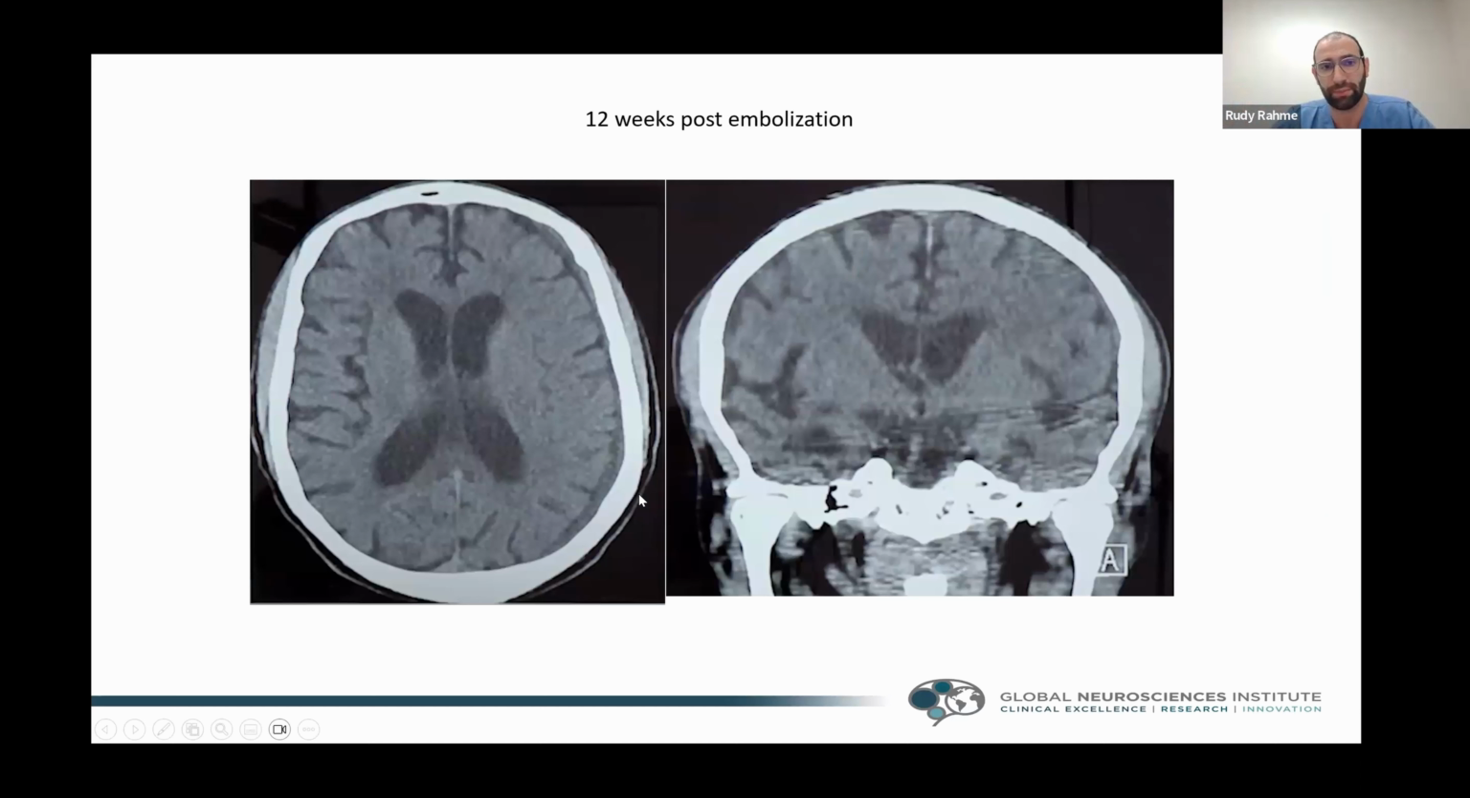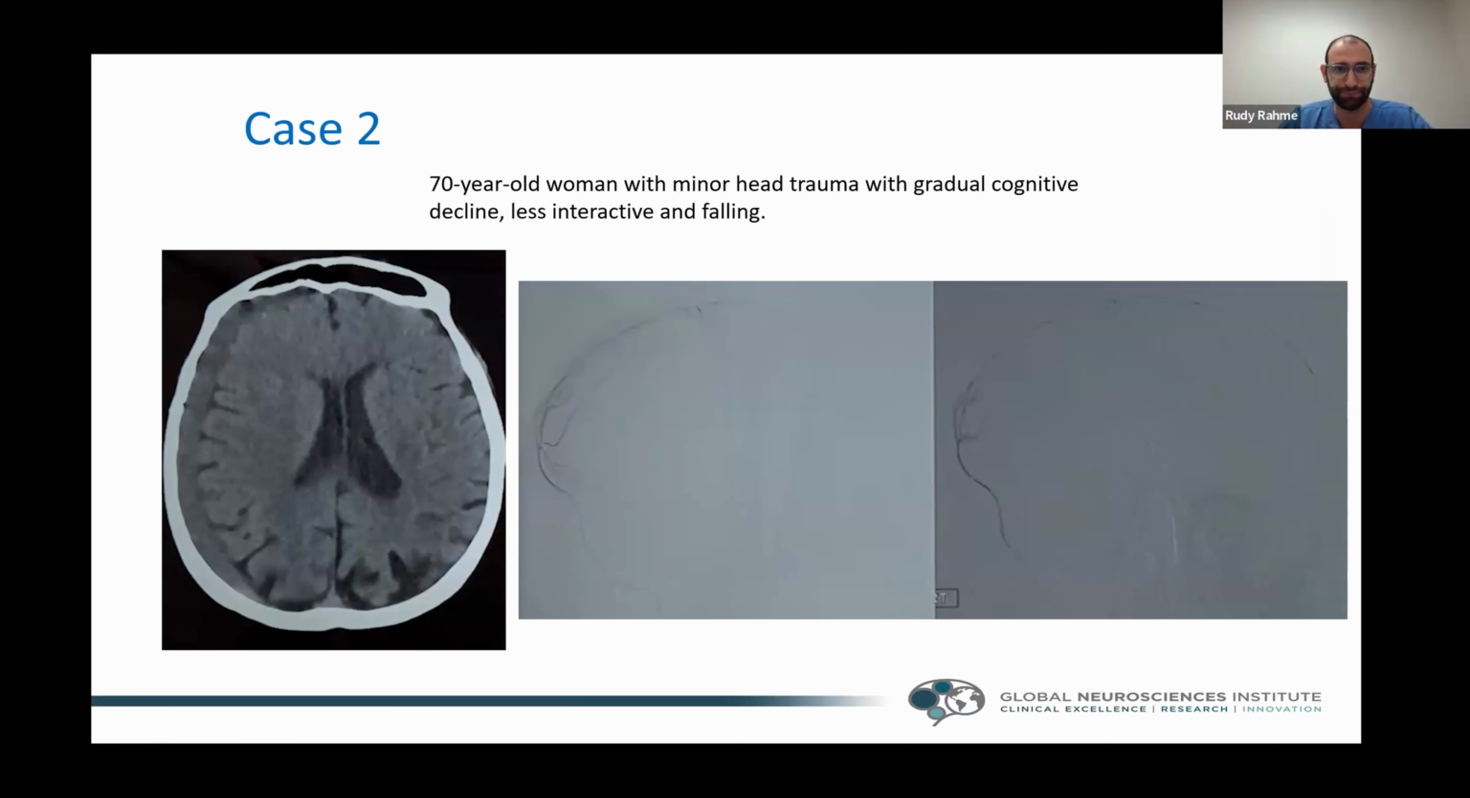She comes back 12 weeks post-embolization. This is the result. So a great result. There's still some very minor blood, but that will continue to resolve.